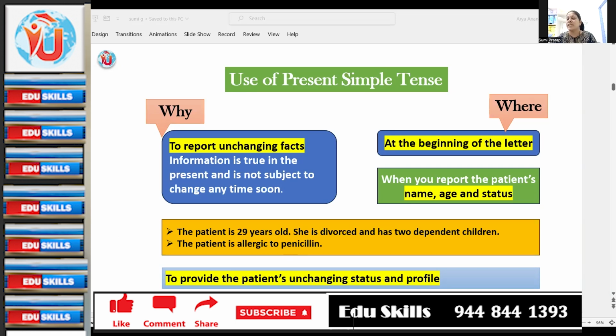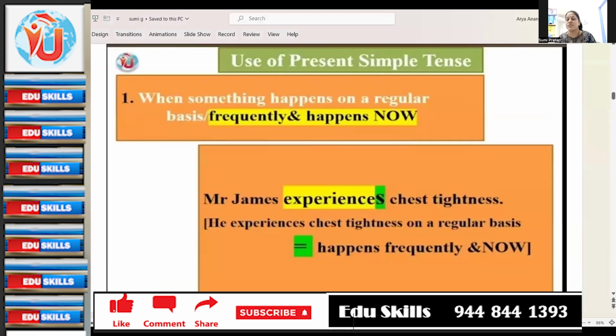Then we can see step by step where to use, when to use, how to use. First one is when something happens on a regular basis. So for something frequent, and happens now. Frequently, maybe yesterday it happened, and again the patient is complaining today of the same symptoms. In that case we can write.